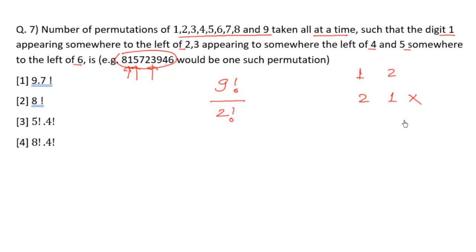From the numbers left, again there will be half the chances wherein digit 3 is left of 4 or digit 4 is left of 3. Again we have to rule out this possibility, so again we'll be dividing it by 2 factorial. The same logic we'll be using for 5 somewhere to the left of 6. So again we'll be dividing it by 2 factorial. So on calculation it's simply 9 into 7 factorial. So option 1 becomes the right answer.